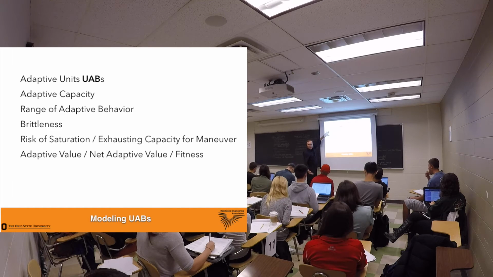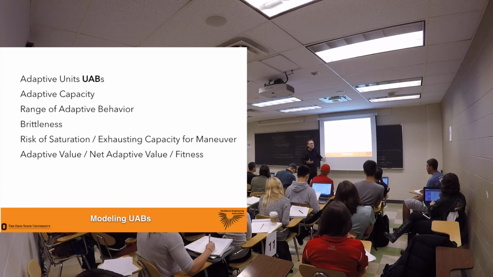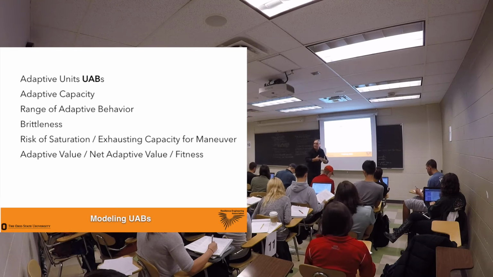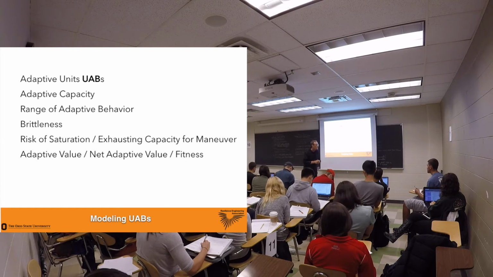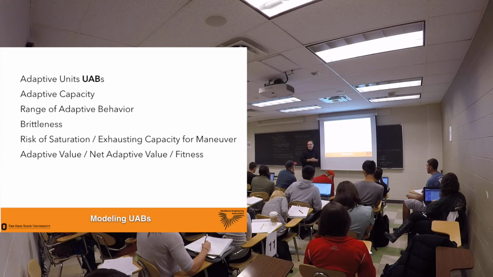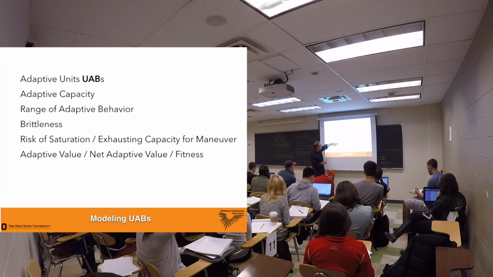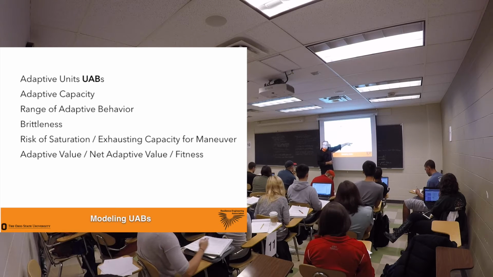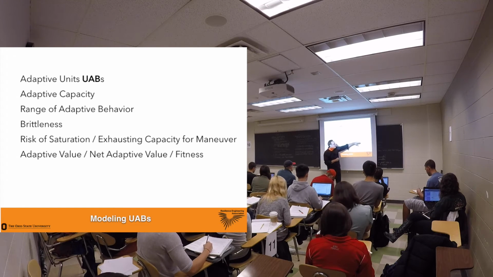Adaptive capacities, we've been talking about those. Range of adaptive behavior, brittleness, right, where you fall off rapidly. That's related to risk of saturation or exhausting your capability to respond or to keep pace with the demands and changes in the world. All right, and we've mentioned adaptive value, in particular, which is a long-standing term in evolutionary thinking, and we've made it net adaptive value because there's two kinds of processes that both have to work if I want to be fit in terms of handling the changing demands the world throws at me.